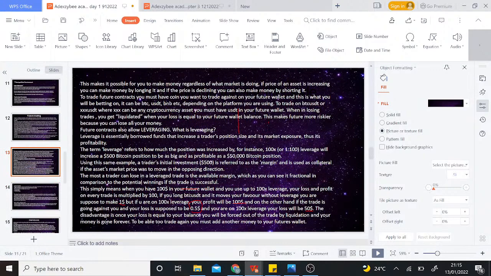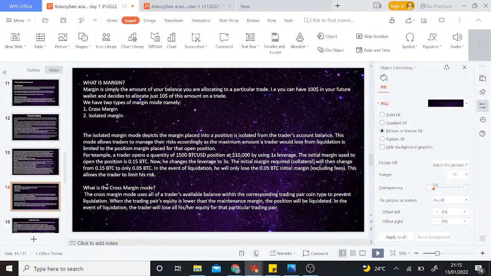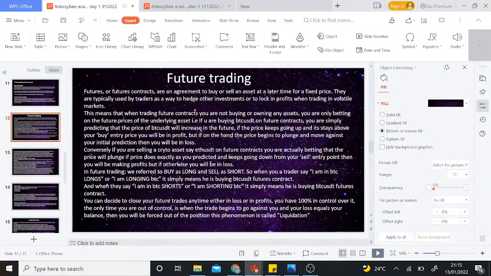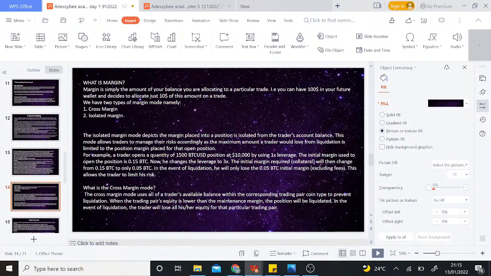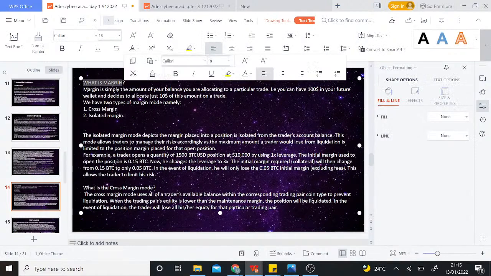Now, what I will talk about now, I think I spoke about leverage yesterday. Yes, I spoke about leverage yesterday, and today I'm talking about margin.